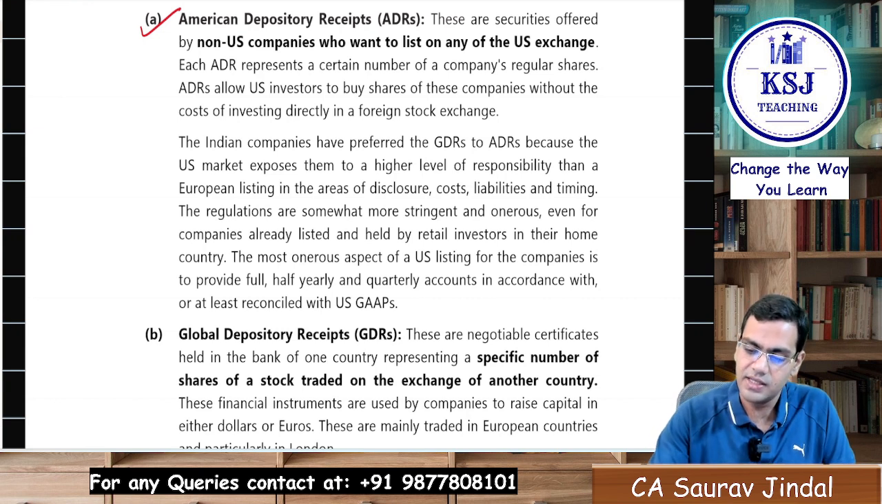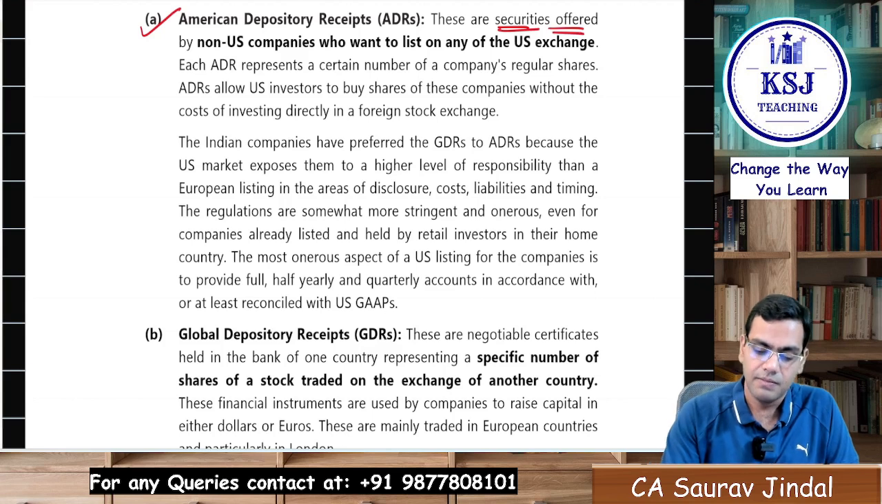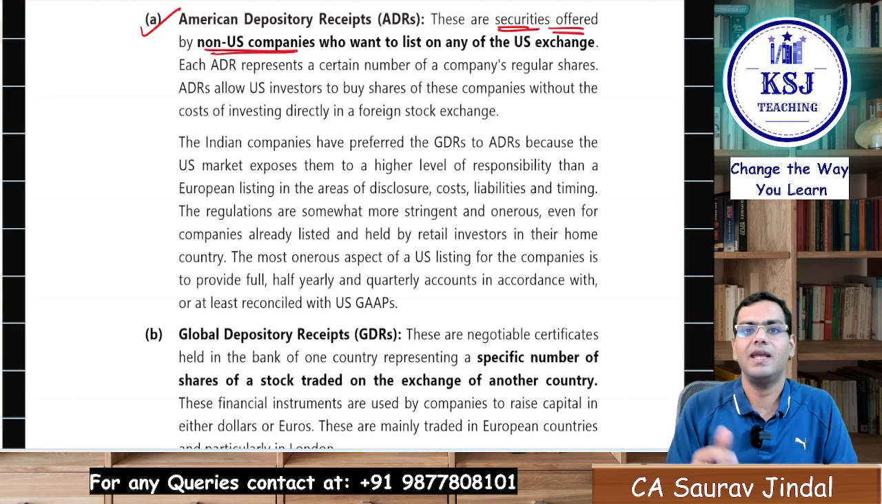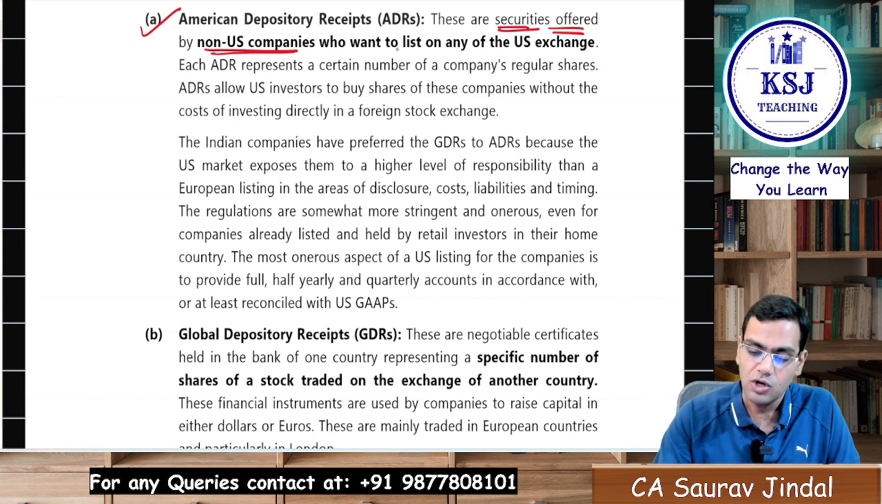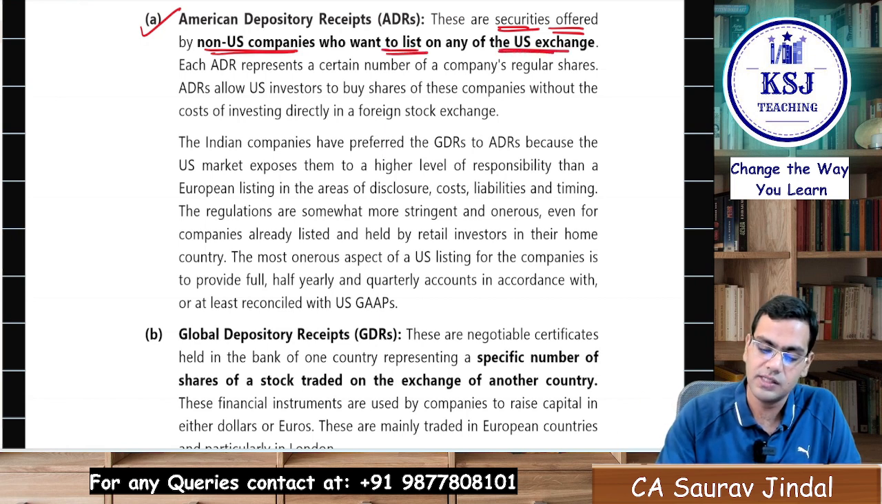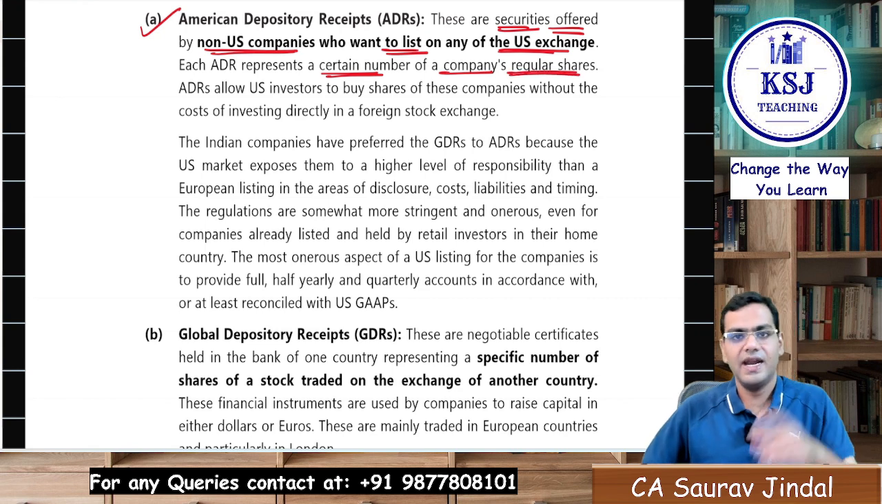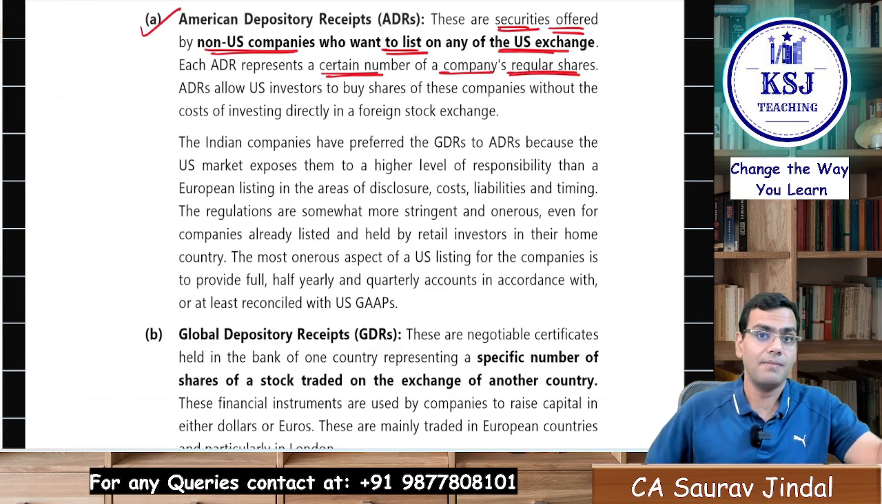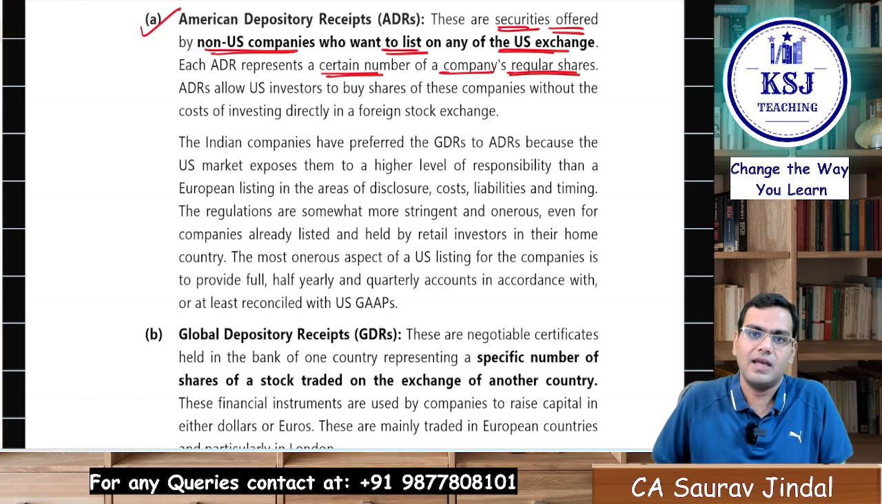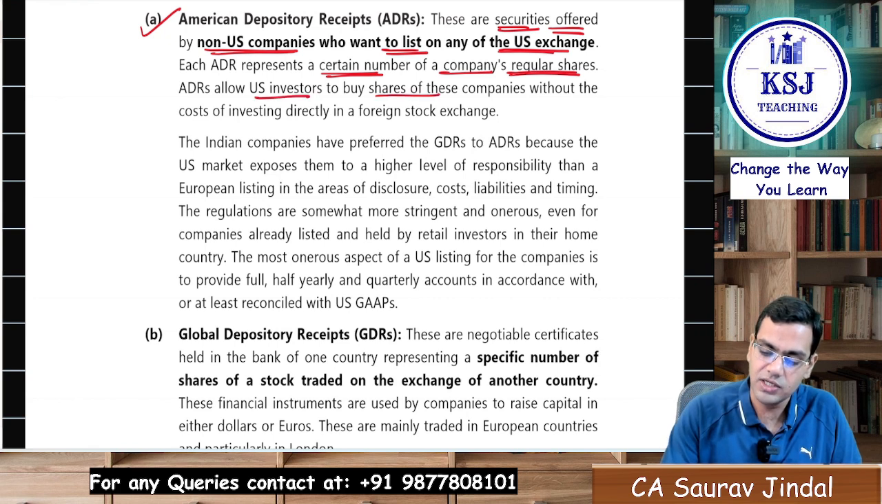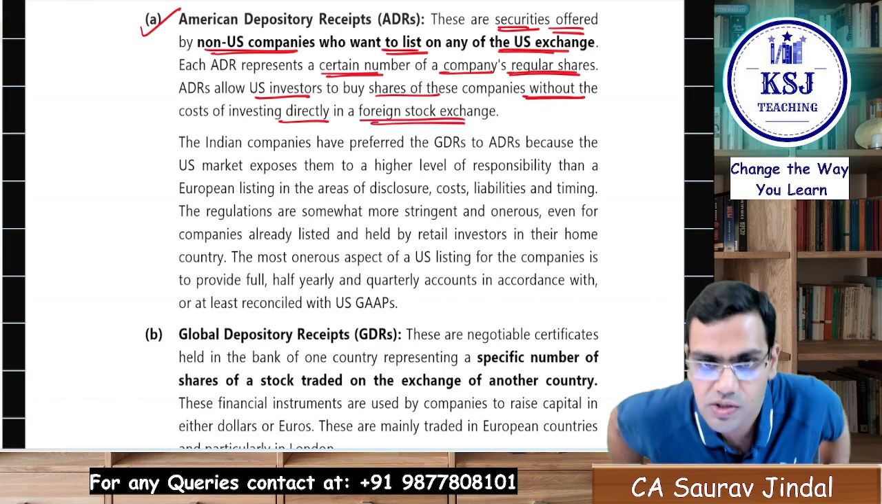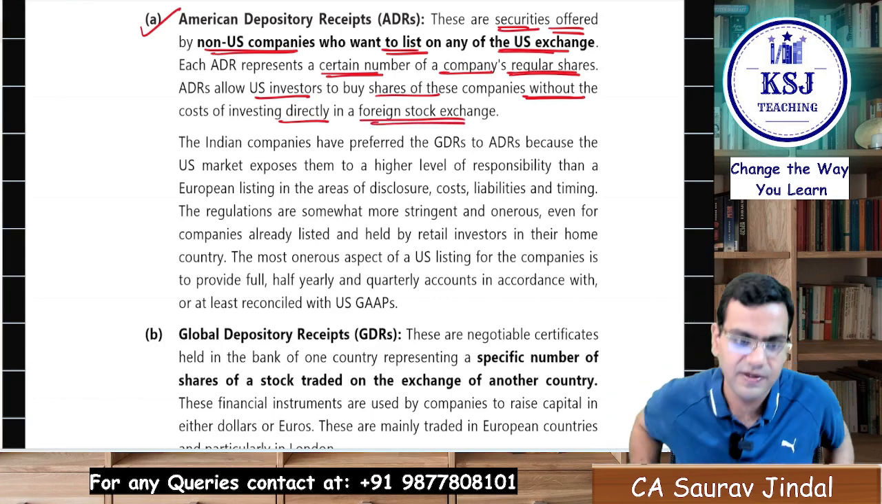ADRs are securities offered by non-US companies, that is, by an Indian company. They will issue the ADRs if they want to list on any of the US exchanges, right? Each ADR represents a certain number of the company's regular shares. So ADR represents the number of shares, and they are getting listed on the American stock exchange, right? It allows US investors to buy the shares of these companies without the cost of investing directly in the foreign stock exchange. So the double benefit is there.